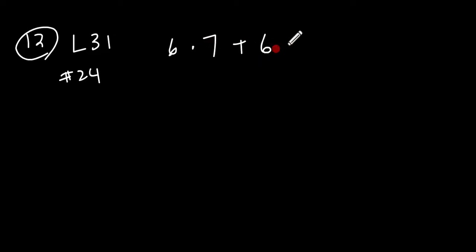This one is from lesson 31, number 24. So this is an order of operation problem: 6 times 7 plus 6 minus 2 times 8.